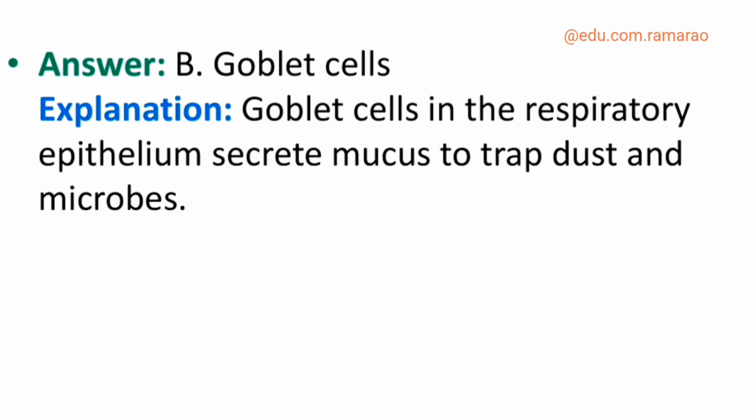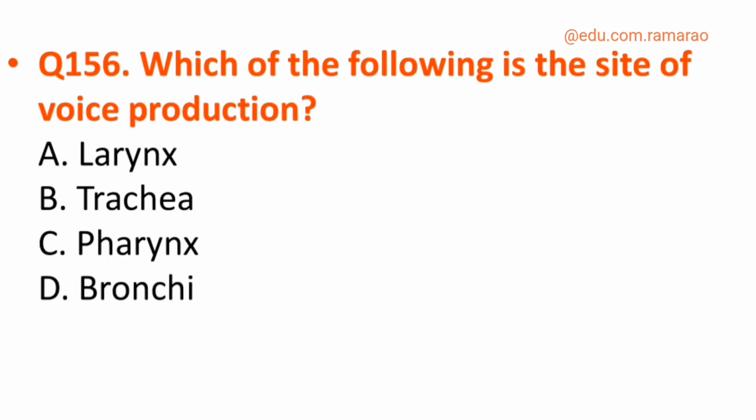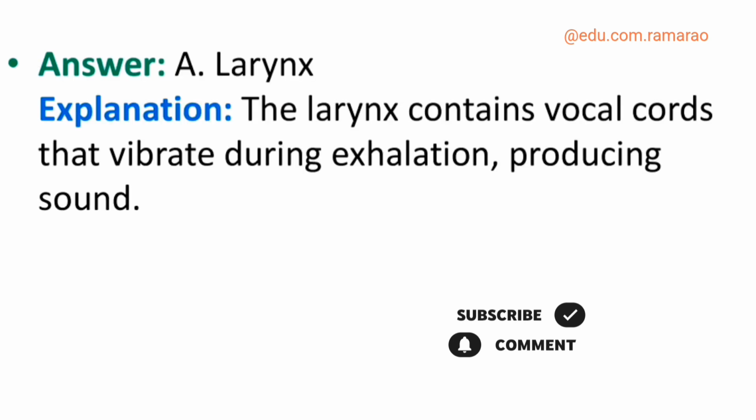The next question. Which of the following is the site of voice production? Option A, larynx, option B, trachea, option C, pharynx, option D, bronchi. The correct answer is option A, larynx. The larynx contains vocal cords that vibrate during exhalation, producing sound.